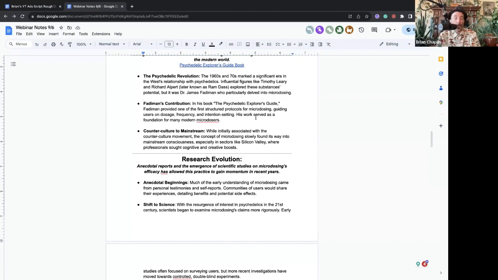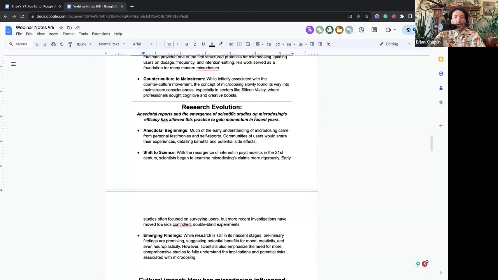Timothy Leary, tune in, turn on, drop out, Ram Dass, who was formerly known as Richard Alpert, the Harvard Psychedelic Society. Okay, who am I forgetting there? Ralph Metzner, Alan Watts, all these early fellas that really put this on the map. And Fadiman's contribution, the Psychedelic Explorer's Guide, kind of brought this into the modern world.